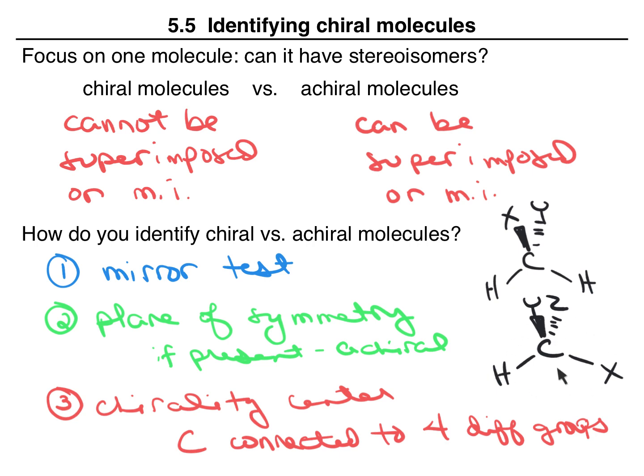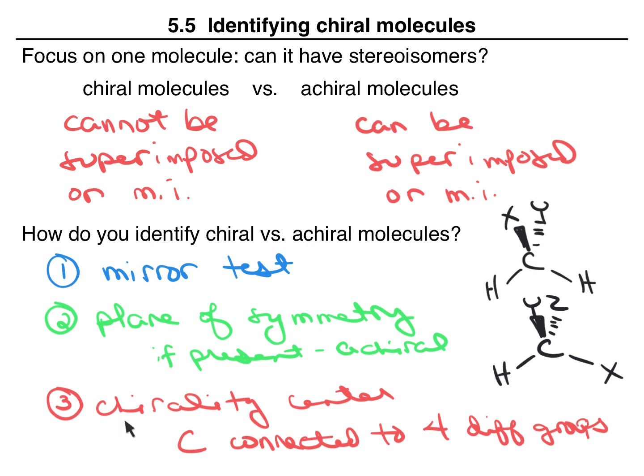If we did the mirror test, which we did on an earlier slide, we would see that this and its mirror image cannot be superimposed on each other. They are non-superimposable mirror image isomers. If we look at the carbon itself, so now just focusing on a chirality center, this carbon is a chirality center because it's connected to 4 different groups, a hydrogen, an X, Y, and Z. So connected to 4 different groups, that makes this a chirality center.